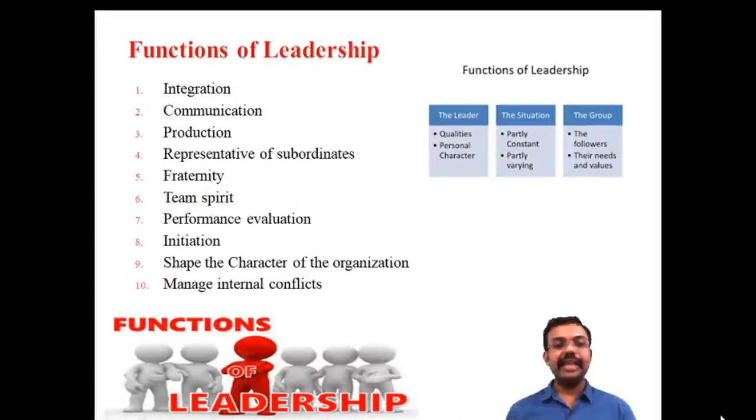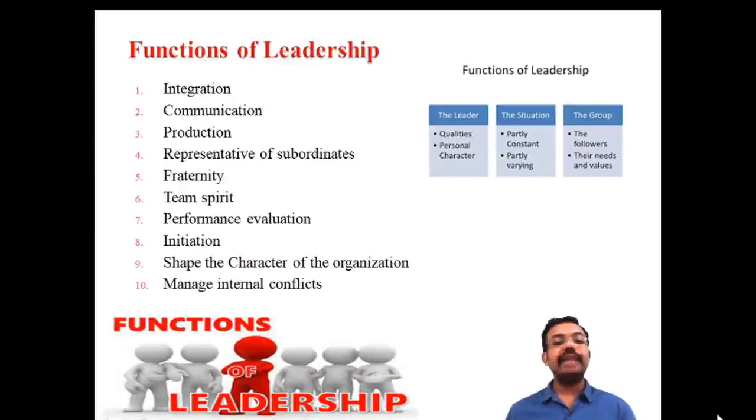And the ninth one is to shape the character of the organization. That means achieving better results with the help of shaping the character of the organization. So, able to create a good relationship within the organization. That means a good atmosphere within the organization between the employer and the employees. That's shaping the character of the organization, another important function.